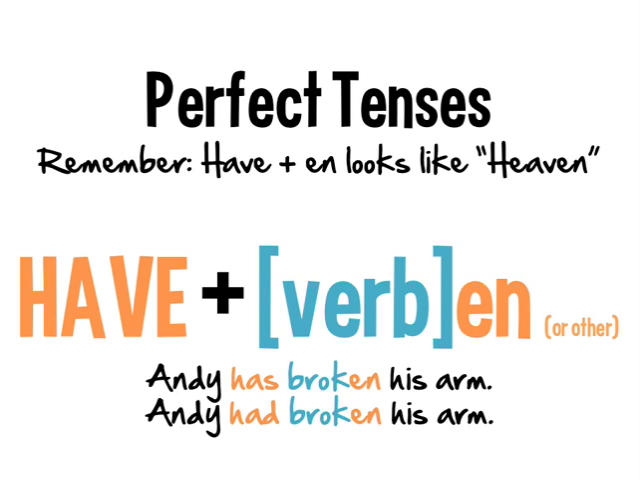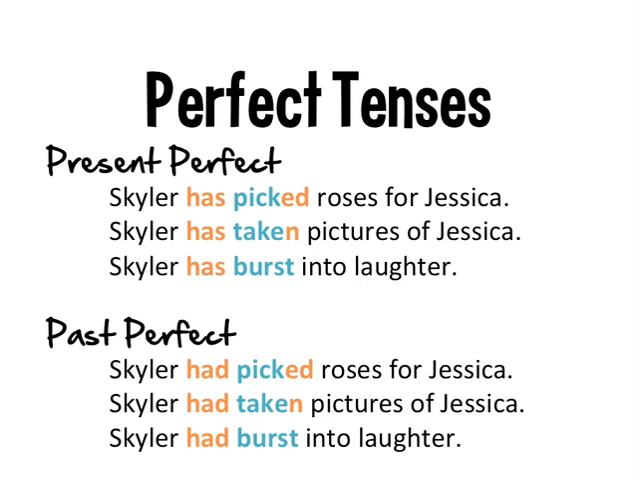In both of these cases, we have has and had, which are different forms of have, and they do actually happen to end with the en ending after the main verb. So here are a few more examples. These first 3 examples will be in the present perfect. We can tell they're in the present because we have the verb has as the first helping verb, and it establishes this is in the present. Even though all these things took place in the past, has is a present tense verb, so we call this the present perfect. Skylar has picked roses for Jessica.